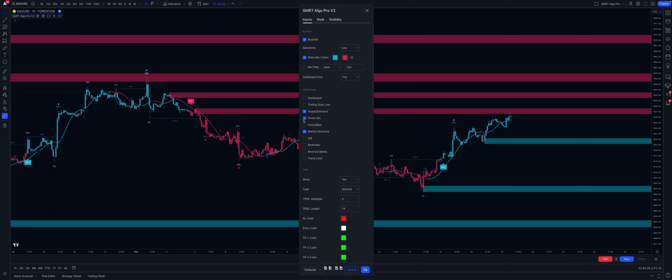So next up, I'll also turn on the market structure indicator, which shows us the market structure. So for example, if we have a higher low printed here and a higher high, lower high, higher low, and lower high. So we can visualize this via the market structure indicator.